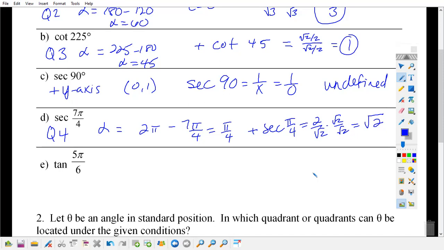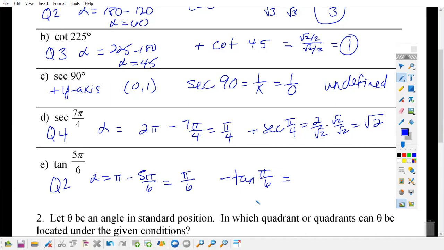All right, 5 pi over 6, what quadrant? Quadrant 2. So in quadrant 2, our reference angle equals pi minus 5 pi over 6. What's our reference angle? 30, which is pi over 6. Is tangent positive or negative in quadrant 2? Negative. So we're looking for the negative tan of pi over 6.